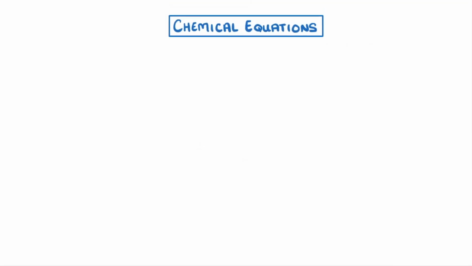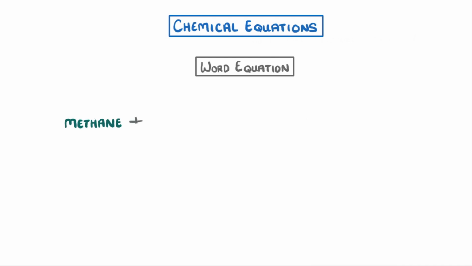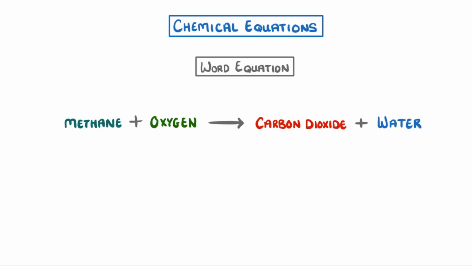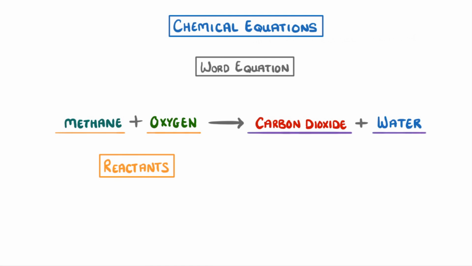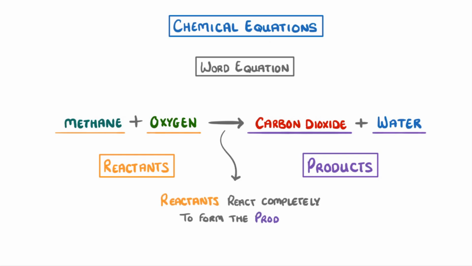To be able to show what's happening in a chemical reaction, you need to understand chemical equations. One way to show a reaction is with a word equation. Imagine we're told that methane burns in oxygen, turning into carbon dioxide and water. On the left-hand side of our equation, we have the methane and oxygen that reacted together, and we call these the reactants. On the right, we have the molecules that are produced, so in this case carbon dioxide and water, which we call the products. And in the middle, we have a single arrow to show that the reactants react completely to form the products.